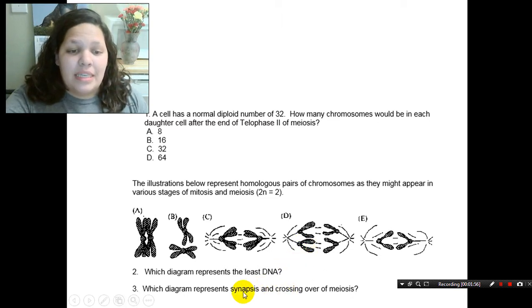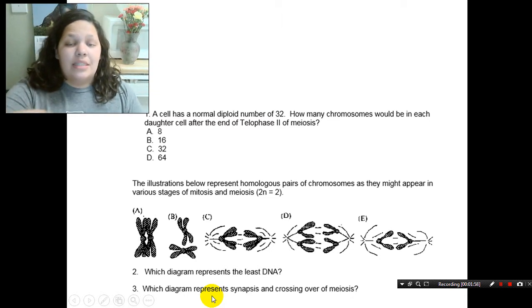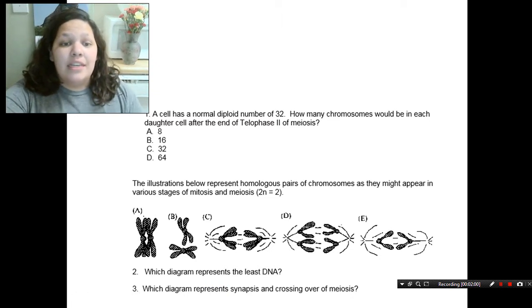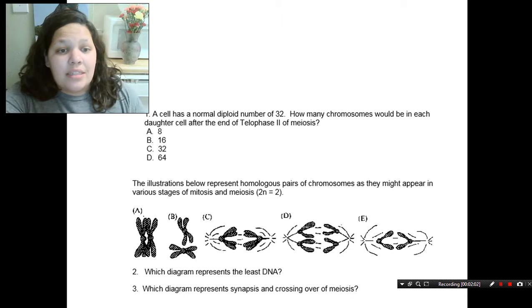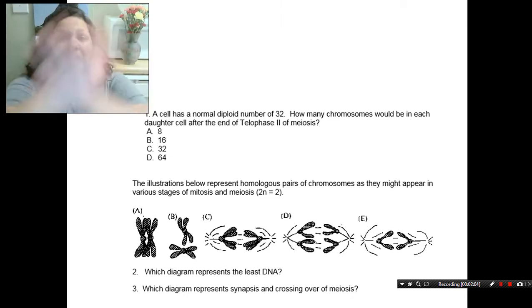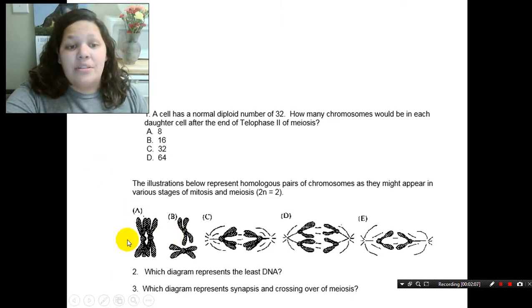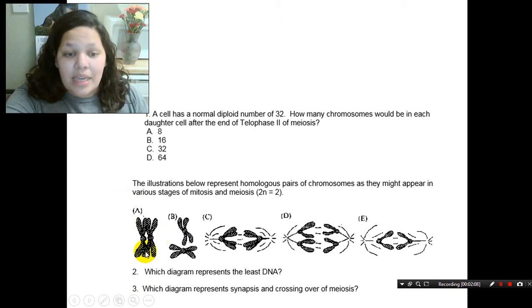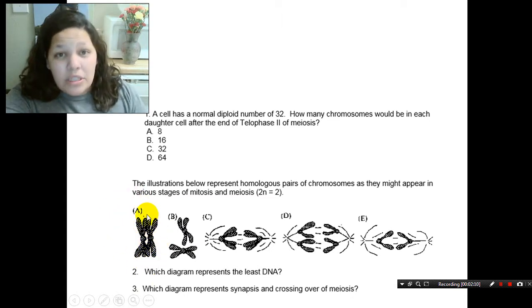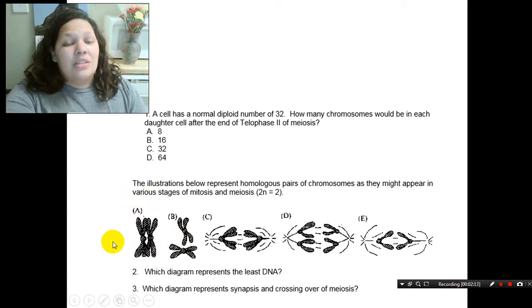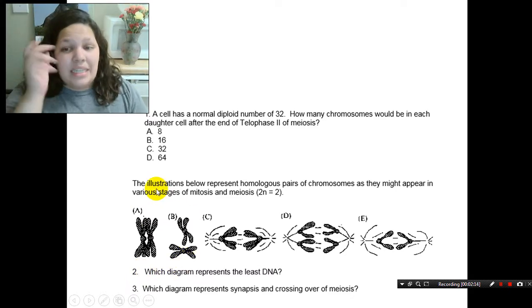Then for number 3, it says, which diagram represents synapsis and crossing over of meiosis? And so the only one that we have the tetrads that are together and exchanging the information is going to end up being A. So A is where we have crossing over. This only occurs in meiosis. That's the only one where we want the mix of DNA.